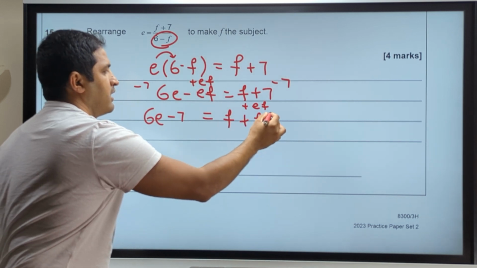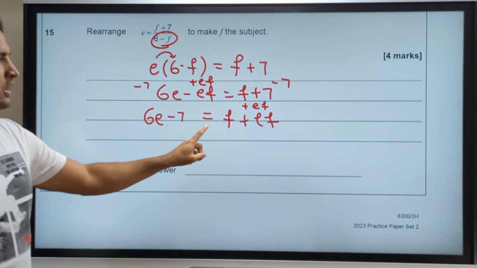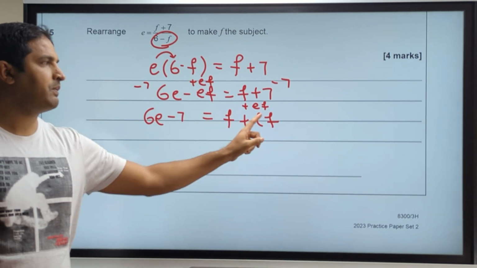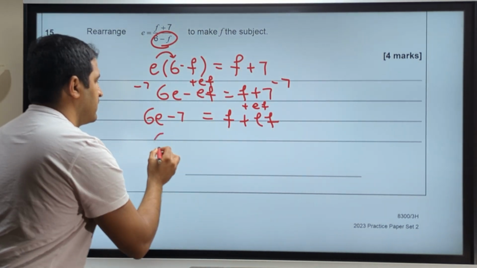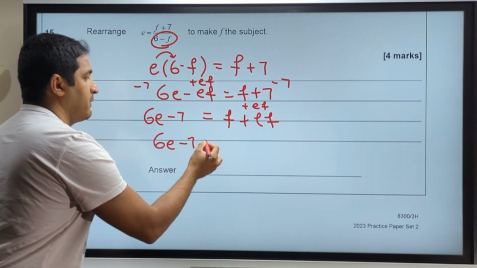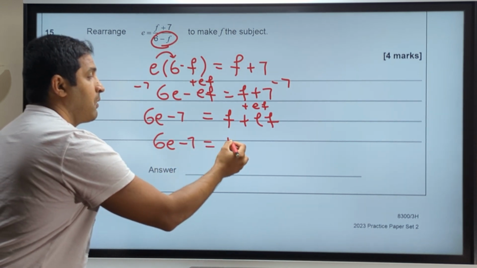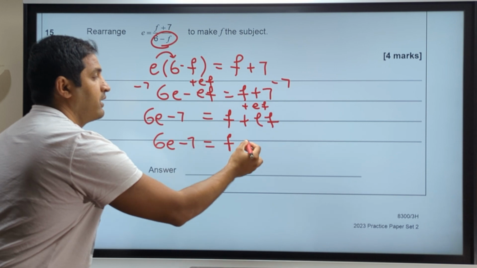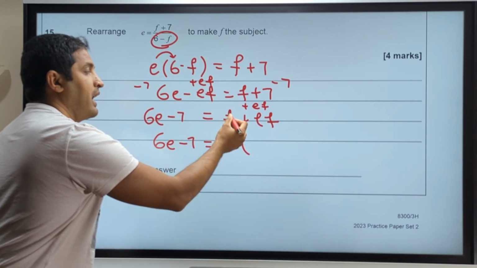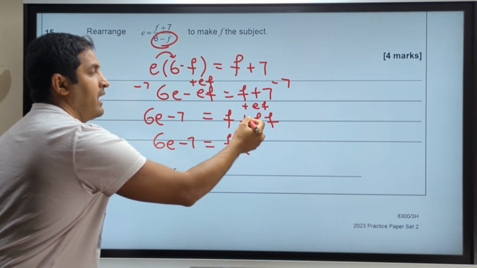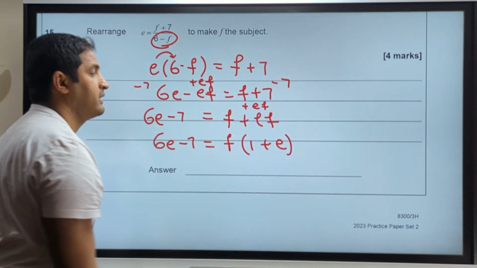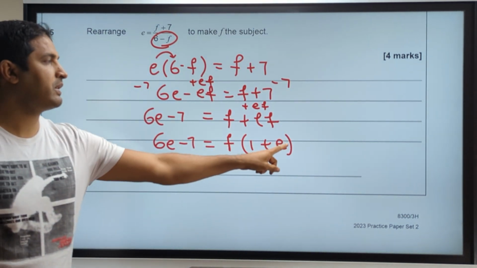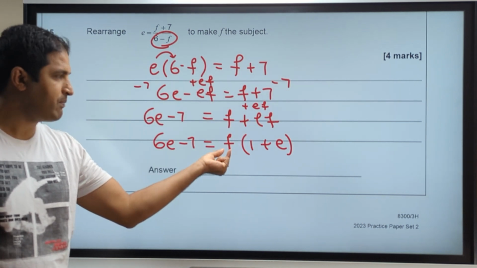Now what you need to do is make sure you collect the f together, factorize f out. So we will have 6e minus 7, which is equal to f factorized out. f times 1 gives you f, and f times e gives you ef. So it's 1 plus e. So f times 1 plus e is the same as that. Now you've got f by itself.